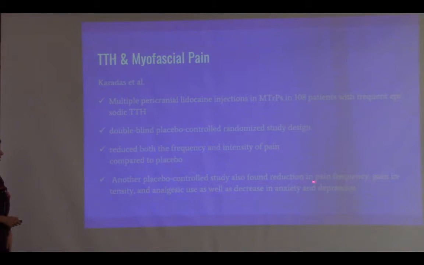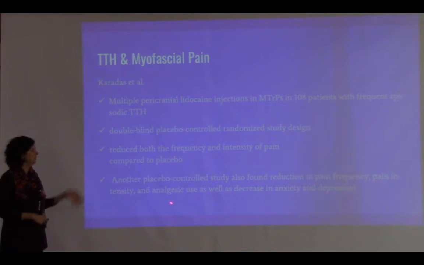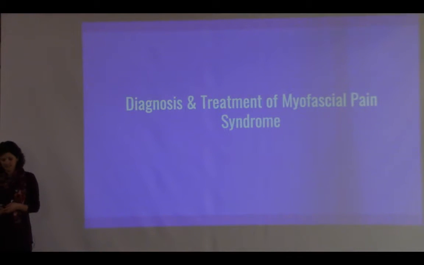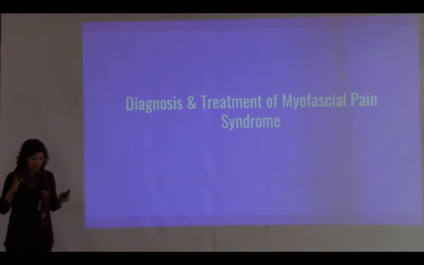This was a double-blind, placebo-controlled, randomized controlled study. Say that 10 times fast. But basically, this means this was a good study because they had a control group and a non-control group, and one group didn't know what they were getting. So they were getting a placebo, both groups did not know what they were getting, and one was getting a placebo. So that's kind of the definition of the best type of clinical trial.